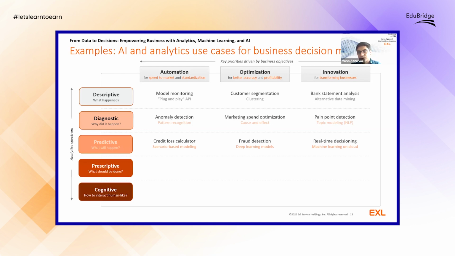Fraud detection also is one of the examples. If you need to implement your fraud detection model, you need to do that in real time. So machine learning on cloud is, I would say, the core enabler here, and real-time decisioning for, say, a credit loan application would be the use case.